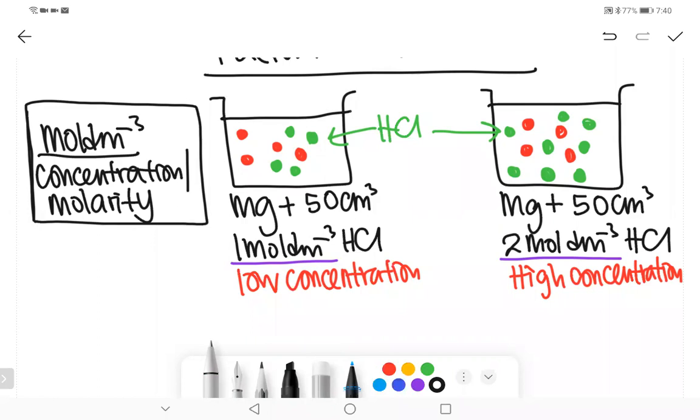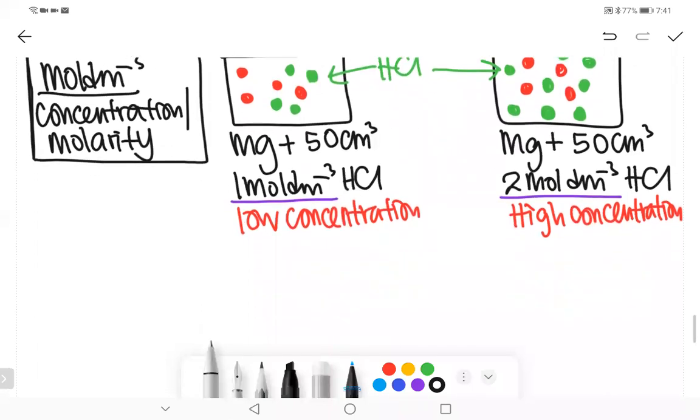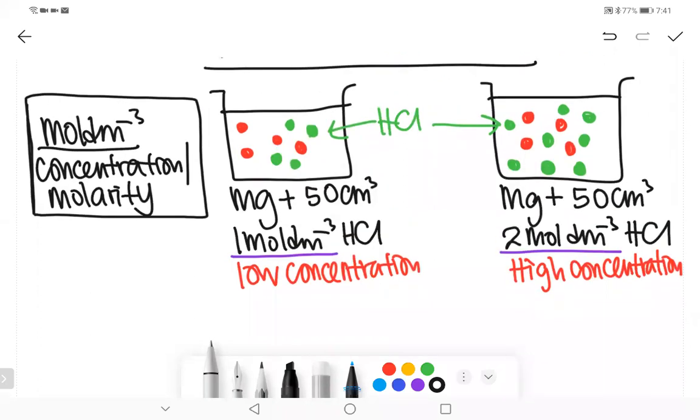Okay, good. So when concentration increases, it means that you have more and more particles. Let's look at the number again. Initially, here you have fewer particles and here you have more particles.